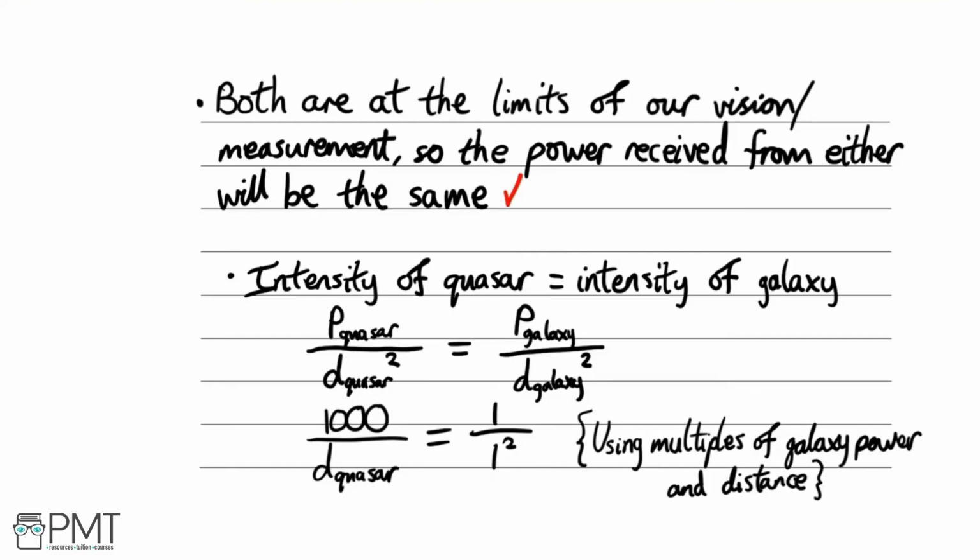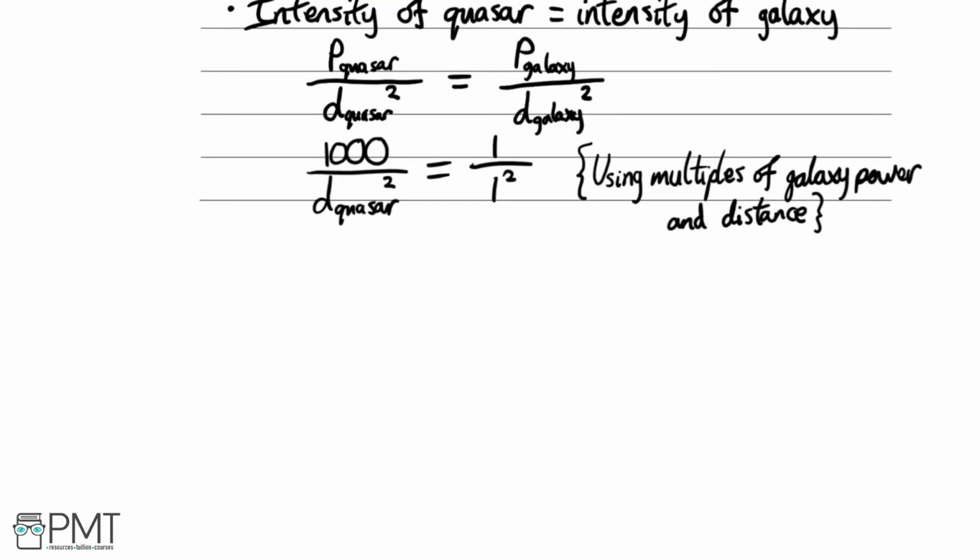So we're using multiples of galaxy power and distance. Comparing these directly, we can see that the power of the quasar is 1,000 times the power of the galaxy, and we're trying to find the distance of the quasar squared in comparison to the distance of the galaxy squared, which we're treating as 1. So all we need to do now is rearrange to make d quasar the subject of the equation.